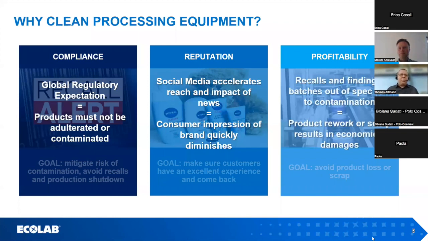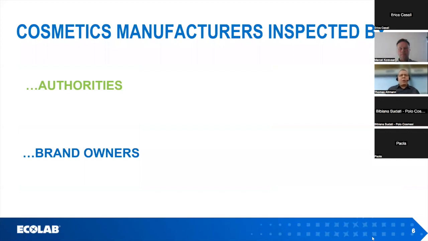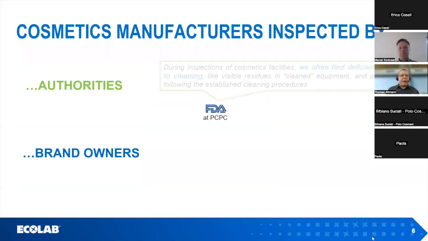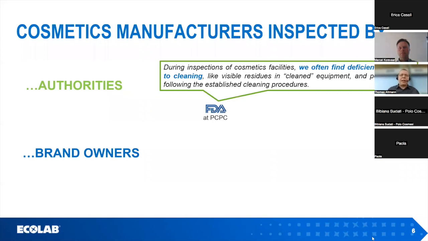So here we would like to go a step further. What are manufacturers inspected by? If you are delivering, for example, over-the-counter drugs to the North American market, you might be inspected by FDA auditors. And they outline that during an inspection, we often find deficiencies in cleaning. That means visible residues are found on cleaned equipment, and sometimes personnel are not really following cleaning procedures completely. These kinds of sentences have been said by the inspectors.